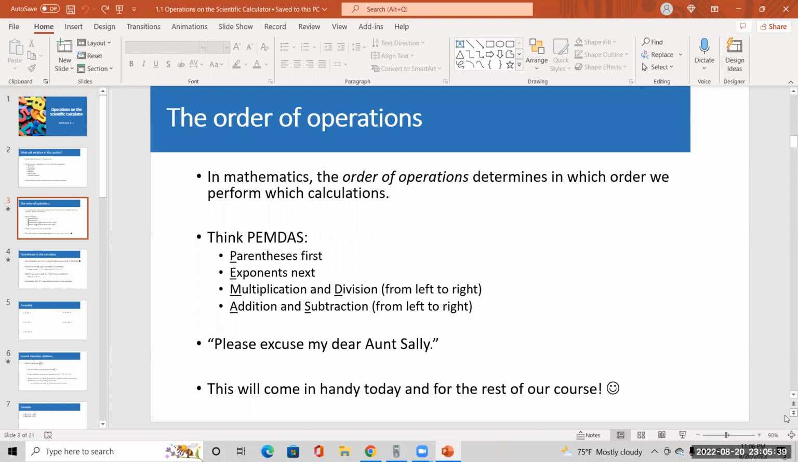One good mnemonic device for PEMDAS is please excuse my dear Aunt Sally. I never really got into that mnemonic. PEMDAS was just a word that stuck out in my mind, but I know that that works for a lot of you. So whatever works, right?